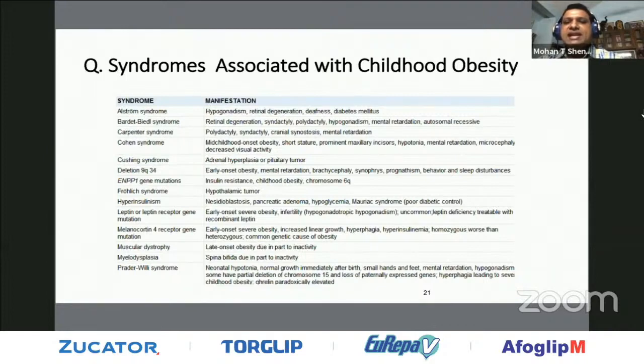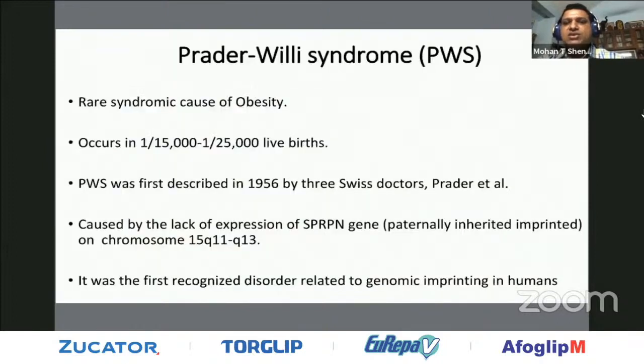We are seeing a Prader-Willi syndrome with neonatal hypotonia and small hands and feet, and IQ should be assessed for mental retardation. Hypogonadism is definitely there. The clue is definitely the hyperphagia leading to severe childhood obesity. It's a rare syndromic cause, described in literature by 3 Swiss doctors, and it's actually a paternal imprint disorder, the first recognized disorder related to genomic imprinting in human beings.